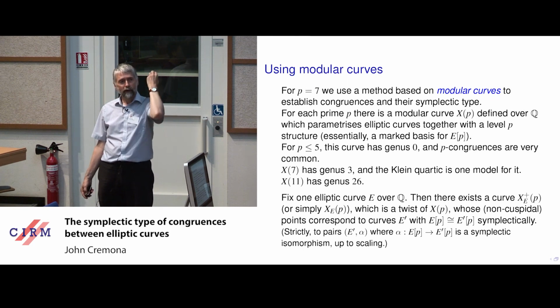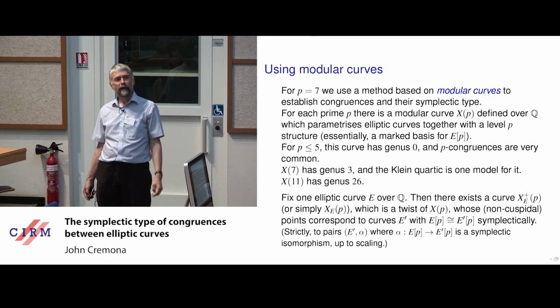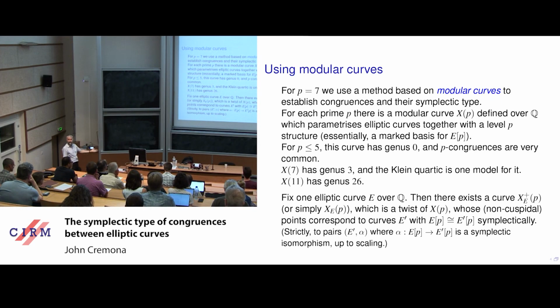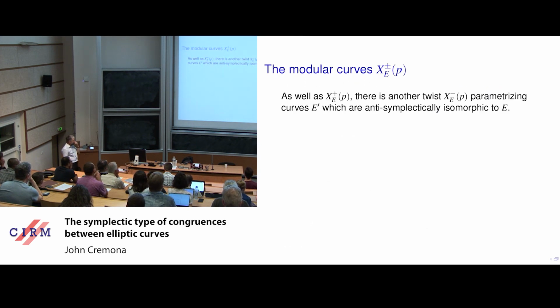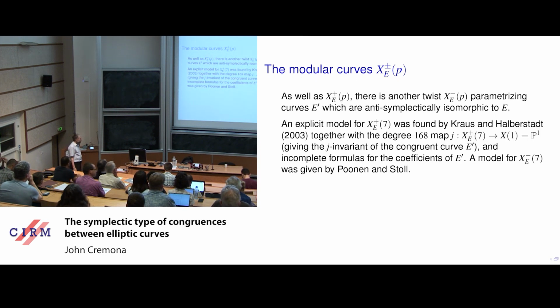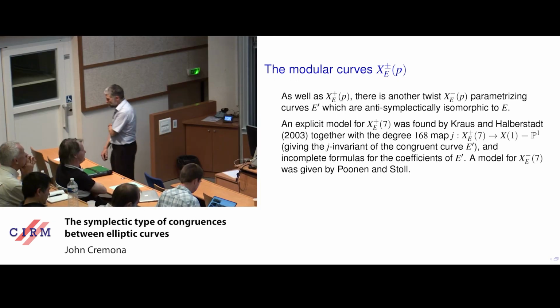If you could get your hands on a nice explicit model for this curve X_E^+(p), you might be able to find rational points on it and hence find congruent curves. We're going to apply that in the other direction because we've already got a congruent curve and we want to see does it come from X_E^+(p). So that's for symplectic congruences. There is another twist called X_E^-(p), which does the same thing for antisymplectic congruences. Another twist that has the same genus. Okay, so for p equals 7, Kraus and Halberstadt back in 2003 gave an explicit model for this.